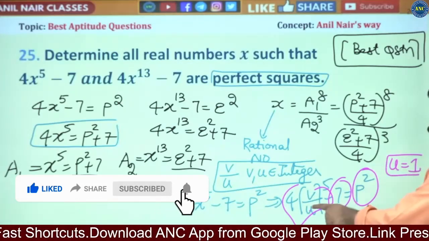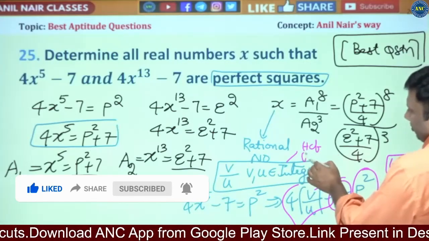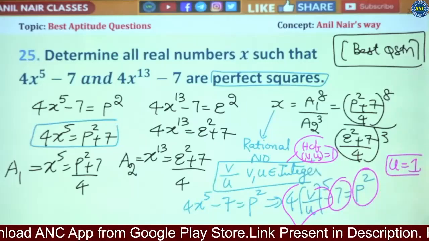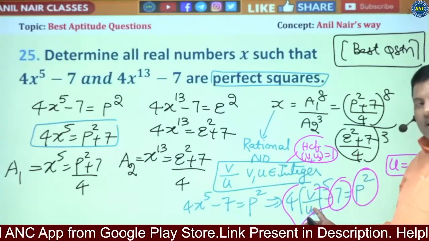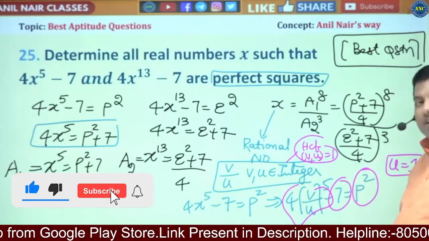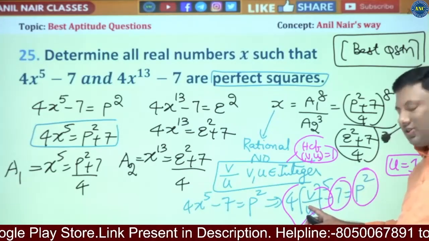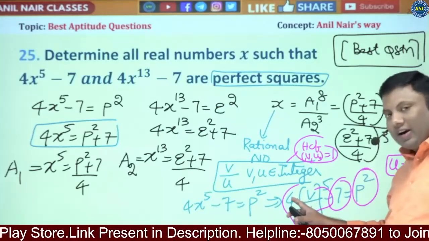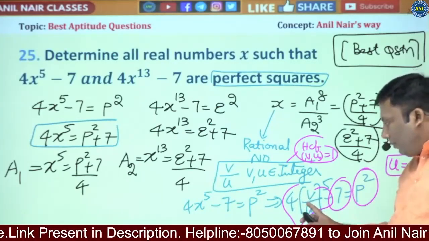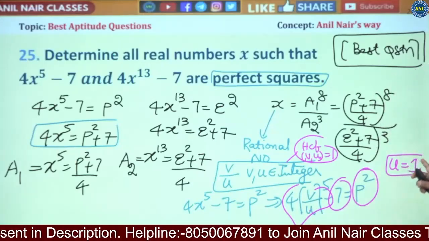If u is 2, here when I say HCF of v comma u should be equivalent to 1. That is the definition of a rational number. U power 5, if u is 2, 2 power 5 is 32, 4 by 32, a fraction 1 by 8 will become. This is an integer, this is an integer. That means the denominator should be a factor of 4. What are the factors of 4? 1, 2 and 4. But this and this should be co-prime to each other. That means u is equivalent to 1.